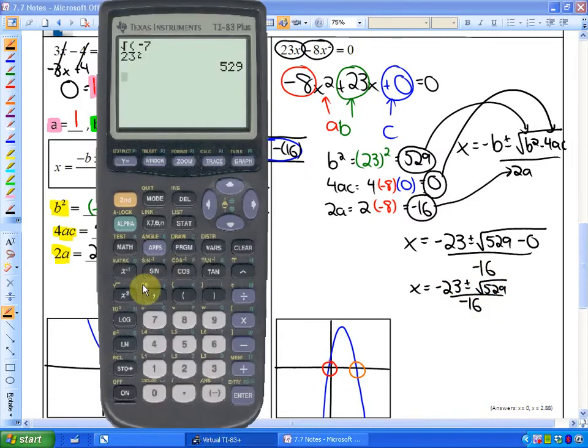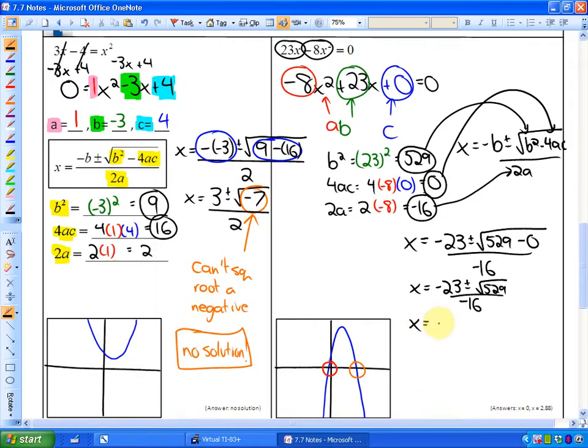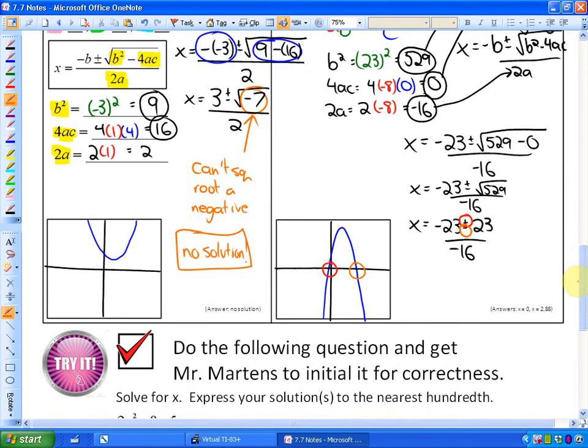So this gives us x is equal to negative 23 plus or minus the square root of 529 all over negative 16. And then I could just take the square root of 529, which is 23. So x is equal to negative 23 plus or minus 23 all over negative 16. Now again, what we want to look at is the two cases, a negative and a positive case. So the positive case: x is equal to negative 23 plus 23 all over negative 16. And the minus case: x is equal to negative 23 minus 23 all over negative 16.